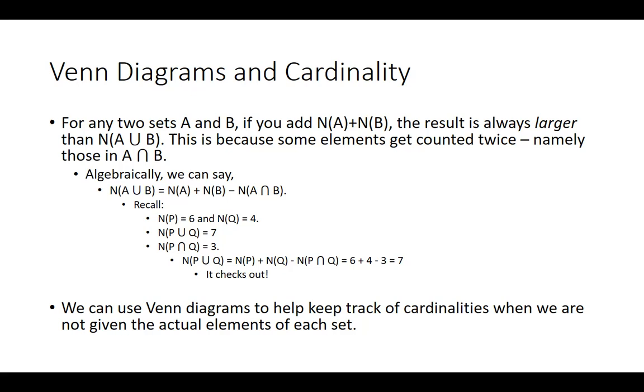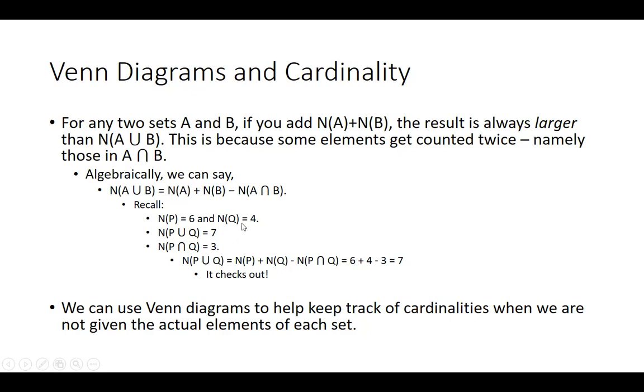So algebraically, we can say that the cardinality of the union is equal to the cardinality of the first plus the cardinality of the second minus the cardinality of the intersection. The things in A plus the things in B minus the things in both. In other words, minus the things that were counted twice undoes counting them twice, and we will end up with the number of things inside the union.